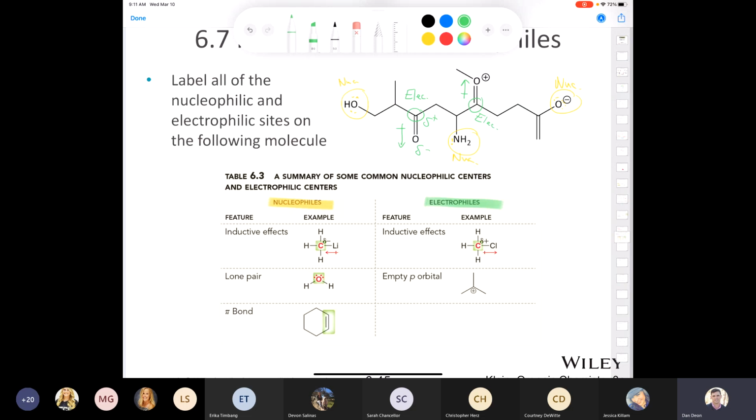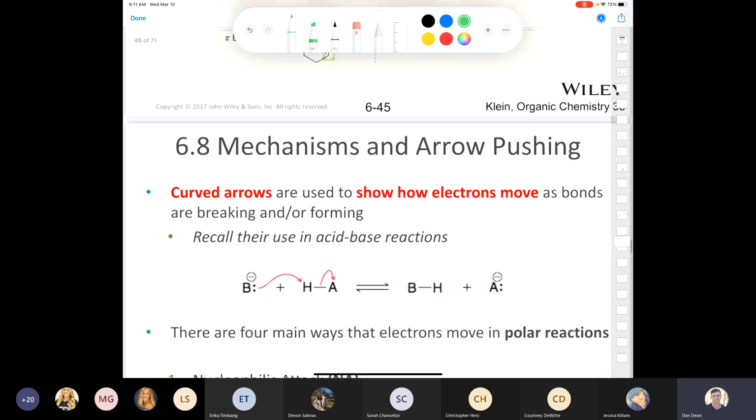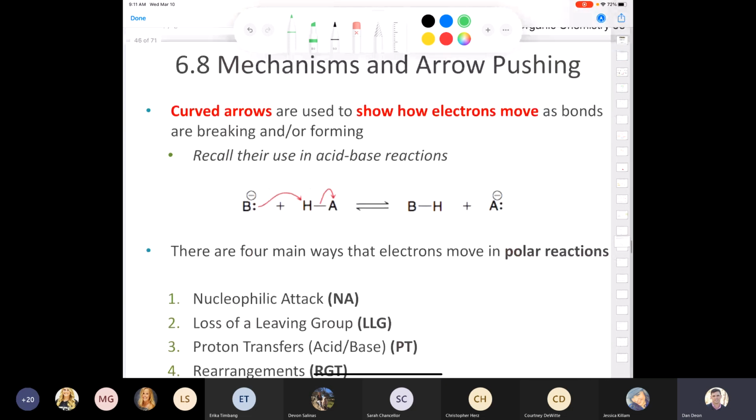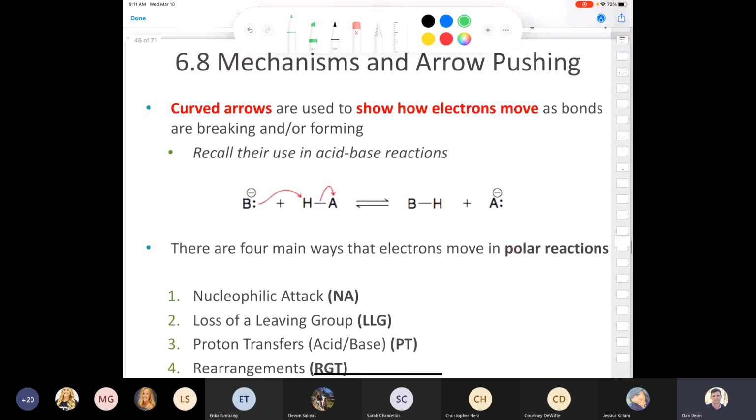Now, I went over that quickly for a good reason. There's a reason why I didn't say, hey, does anybody know which ones are, because you have to train your eye to recognize electrophilic centers and nucleophilic centers. And I promise if you work at it, you'll definitely be able to recognize electrophiles and nucleophiles when you see them.